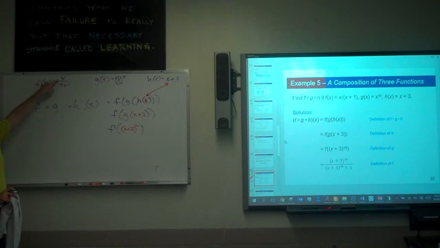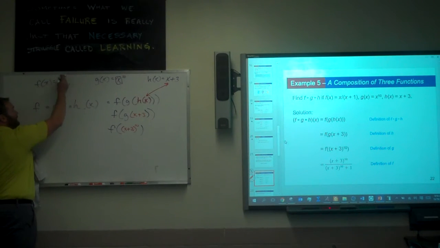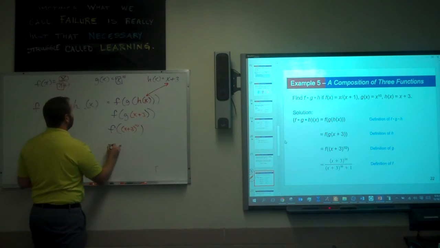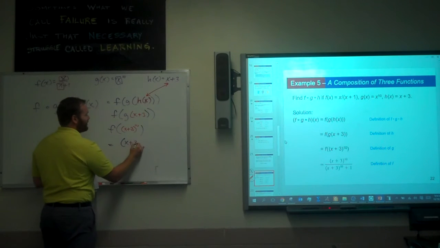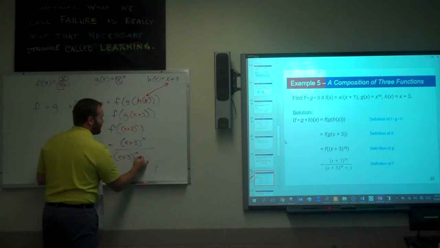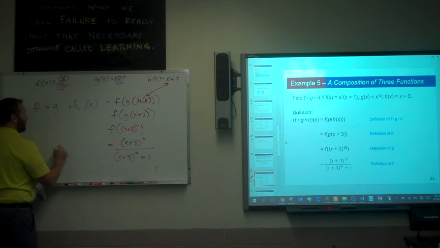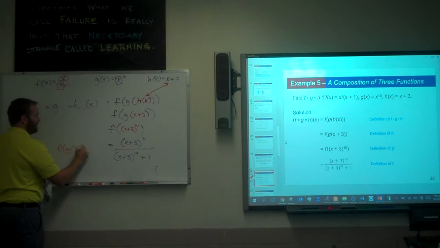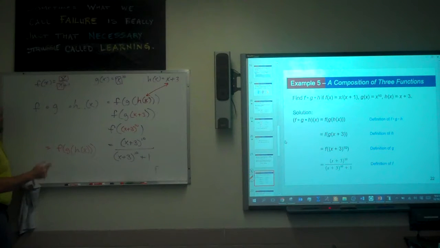How many places do you have to input x? 2 places. So that is going to become x plus 3 raised to the 10th, and so is that. And that is going to provide us, finally, x plus 3 to the 10th, all over x plus 3 to the 10th, plus 1. And that then becomes f of g of h of x. We would probably rename that as some new function. It's easier to talk about if I just call it m of x or r of x or whatever. That's usually what they'll do.